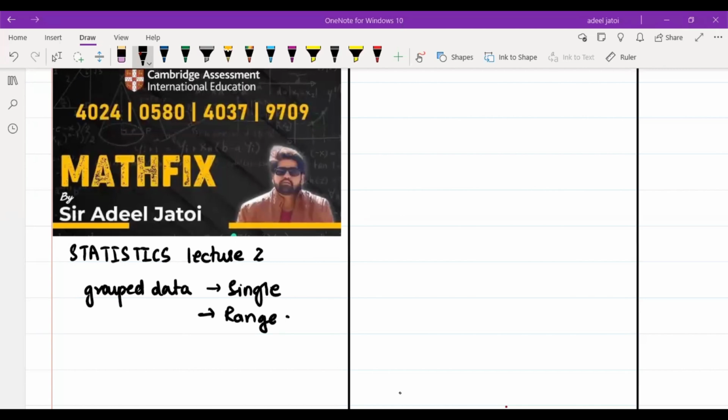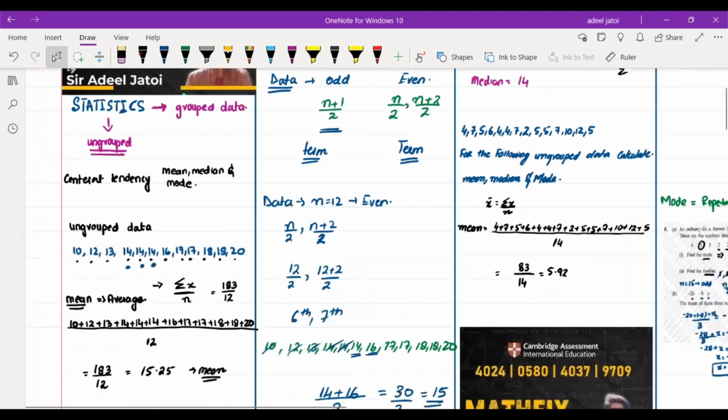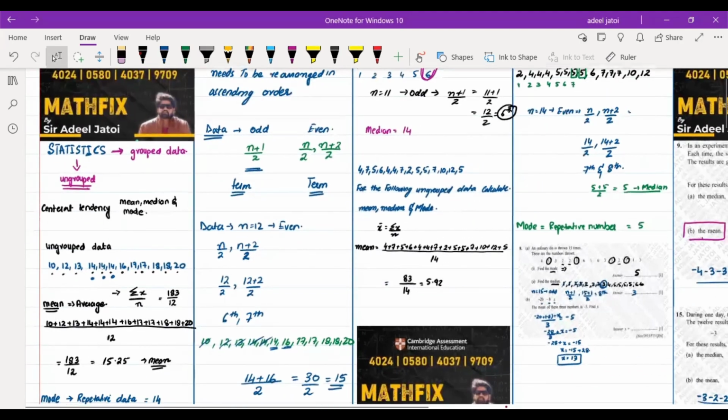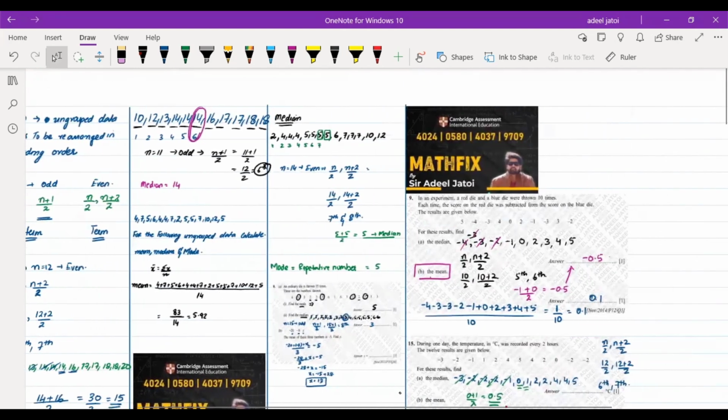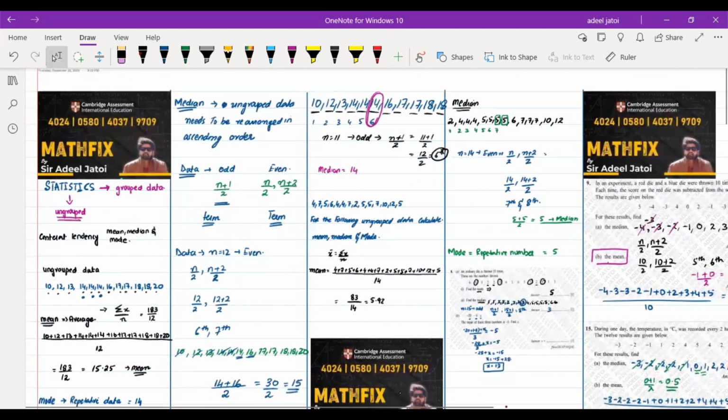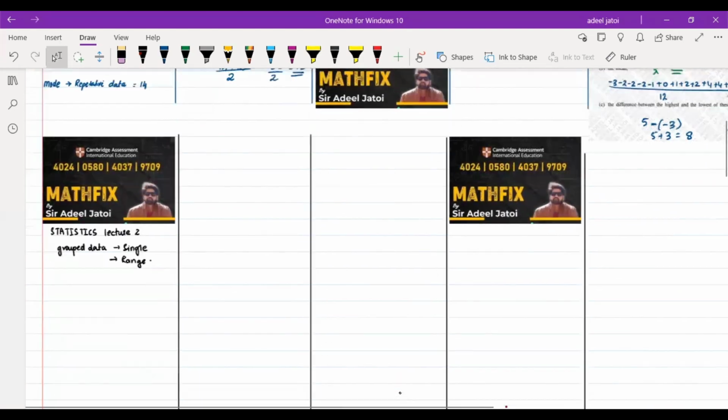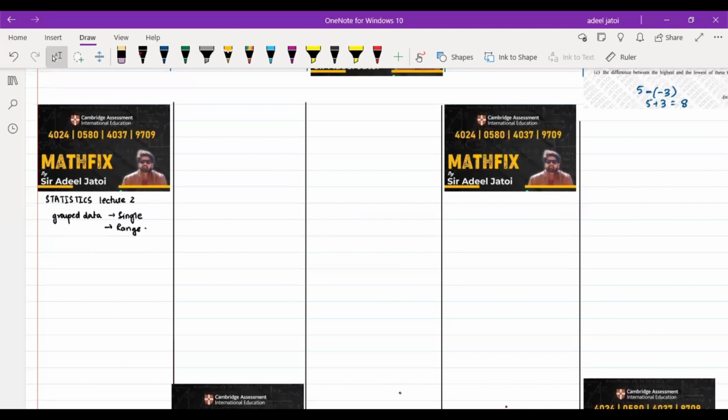Okay, ji. Statistics, lecture number 2. This is your group data, single and range. In the first lecture, we completed the ungrouped data. With ungrouped data, we made sure that we understand mean, median, and mode with the data just given as raw. Now we'll make sure that we understand the group data. We'll be doing the single and we will also be doing the range.